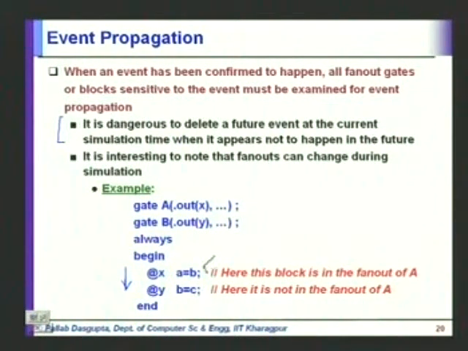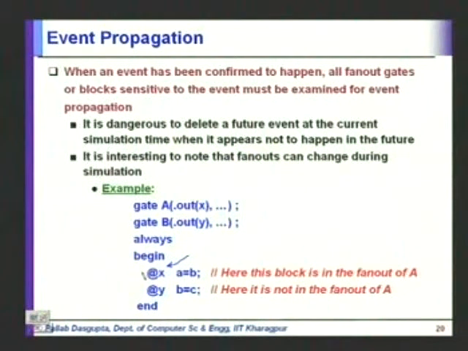Now when the block is waiting here at X, at that time it is not sensitive to the changes in Y. As long as X is not changing, even if Y changes, this always block is not going to get evaluated. This always block will be evaluated only when X changes. Then after X changes, it will do this assignment and then block here at Y. Now when it is waiting here, if X changes, it does not care, that is not going to schedule this block anymore. Only when Y changes again it will get scheduled.